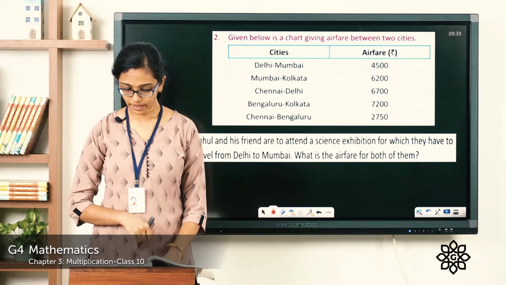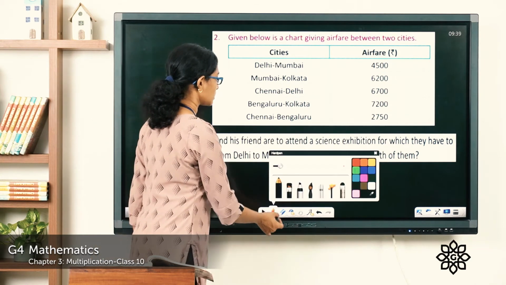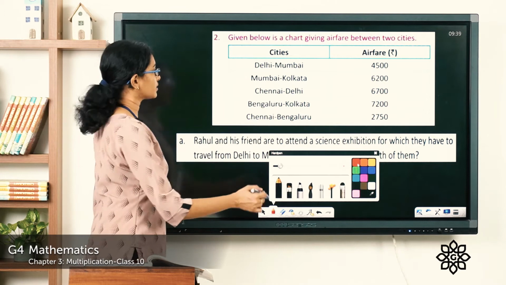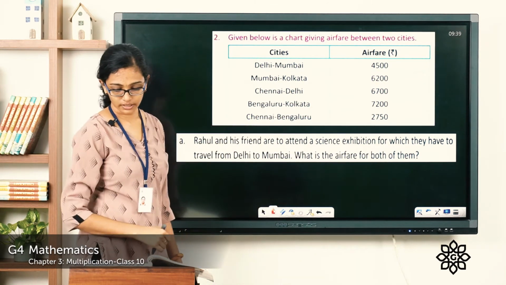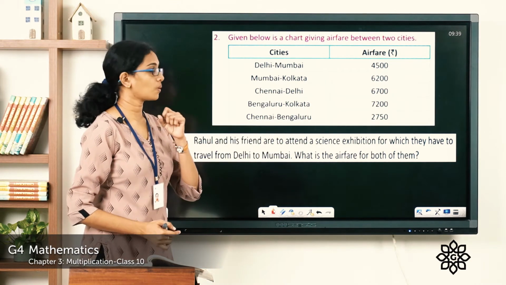What is the airfare for both of them? So Rahul and his friend are traveling from where to where? They are traveling from Delhi to Mumbai. Delhi to Mumbai. You have to find out the total fare. So from Delhi to Mumbai, what is the airfare for one person?